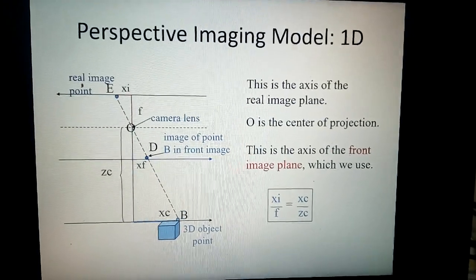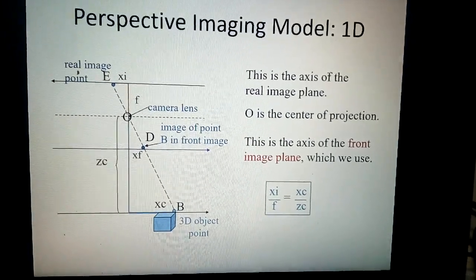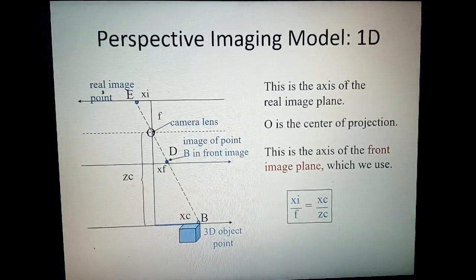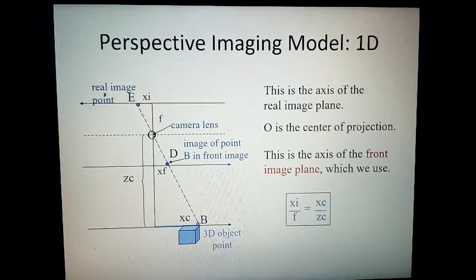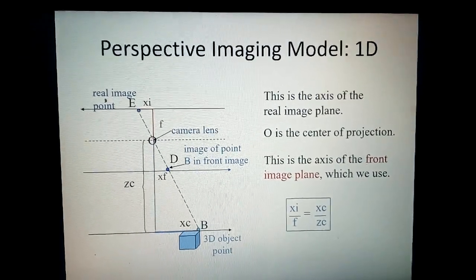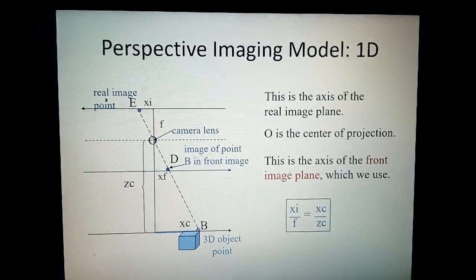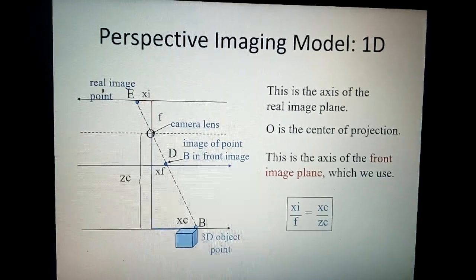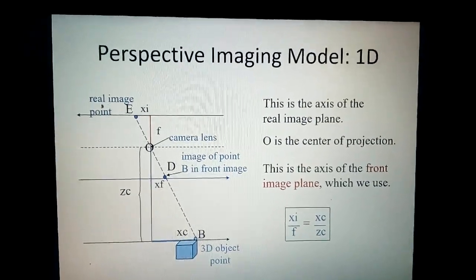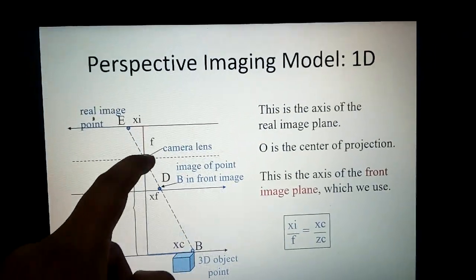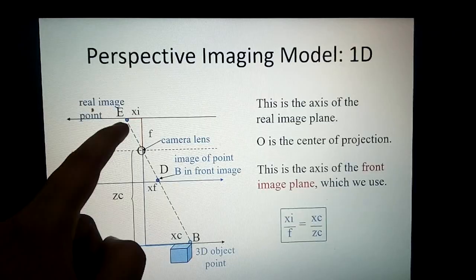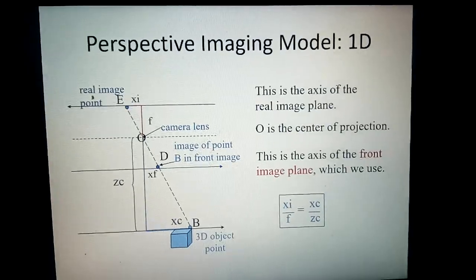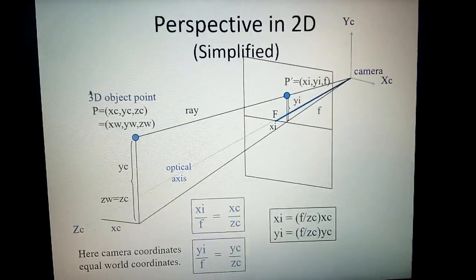Perspective imaging model in 1D. As you can see, O is the center of projection. The point B in the 3D object is generated at E behind the lens and also at D before the lens. By similar triangles, this triangle is similar to this one, so we derive the equation xi by f is equal to xc by zc.